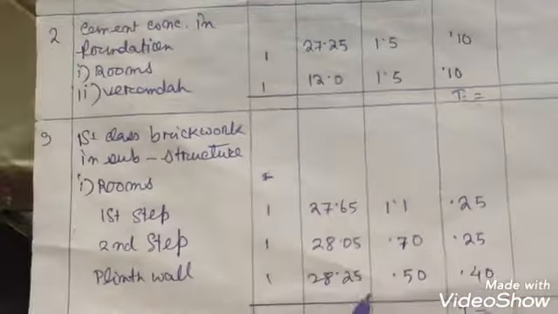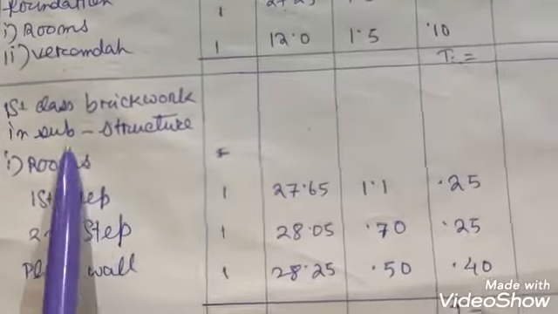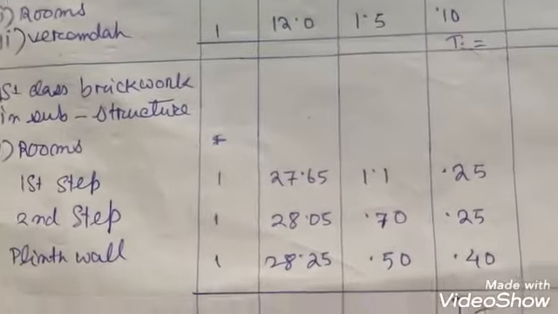Okay. So now let us come to item number 3, which is first class brickwork in substructure. Substructure means foundation. For the rooms we will find out separately.